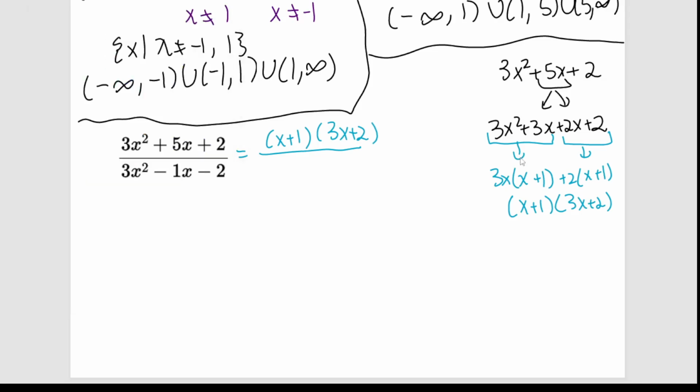For the denominator, we're going to do a similar sort of thing. So we have 3x squared minus x minus 2. This time we're going to multiply to negative 6 and add to negative 1.